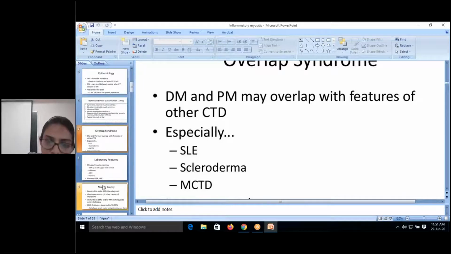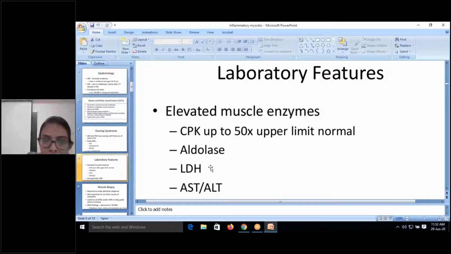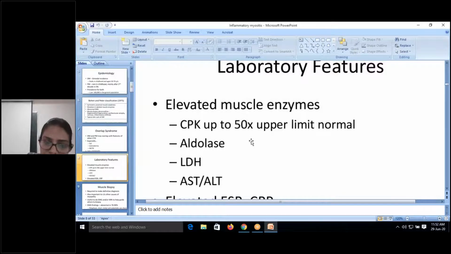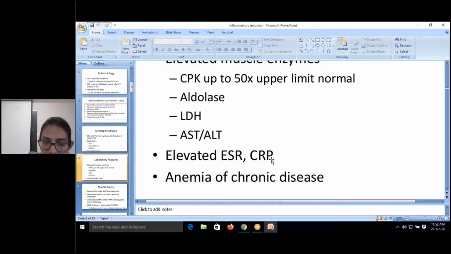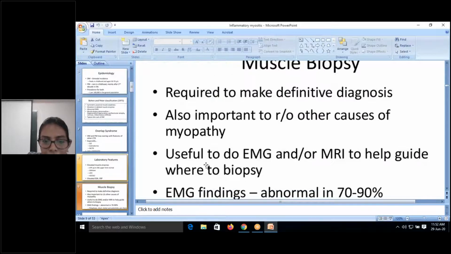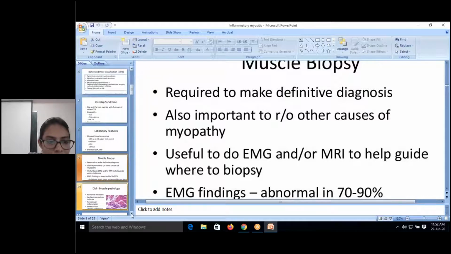When PM-Scl antibody is present, MCTD is also one of the common entities of overlap. And these are the lab features you need to check, like creatine kinase. I told you, it is up to 50 times the upper limit in dermatomyositis and polymyositis, whereas in necrotizing myopathy you have 10 times, and in inclusion body myositis less than 10 times. Aldolase, LDH, AST, ALT are the muscle markers, and you can also see inflammatory markers like elevated ESR, CRP, and anemia of chronic disease. When you do muscle biopsy, you will see perifascicular or periendomysial infiltrates.